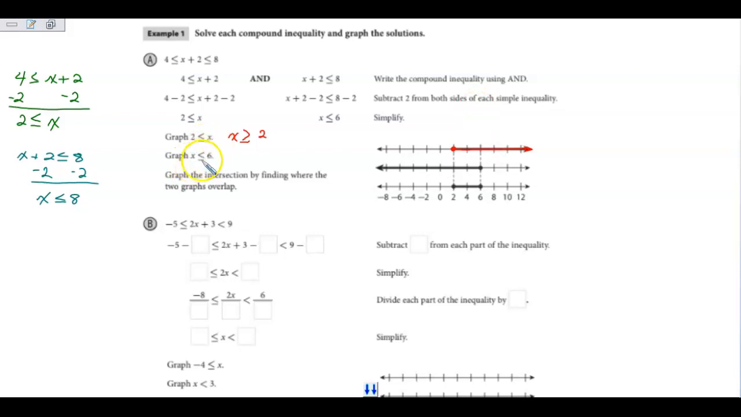This one here is x is less than or equal to 6. So we find 6, and we graph that, and x is less than, so it's everything to the left.